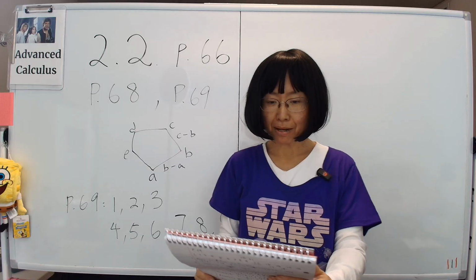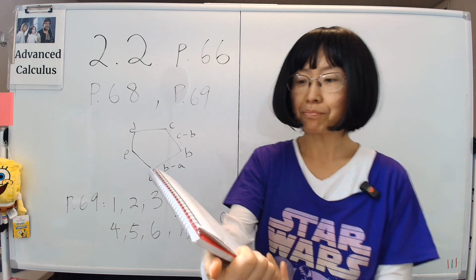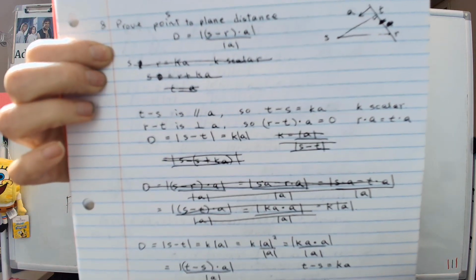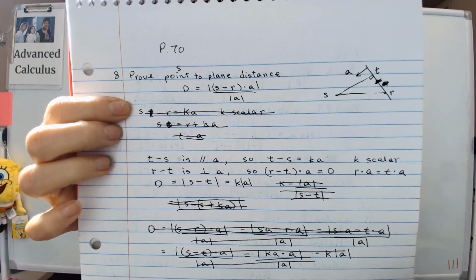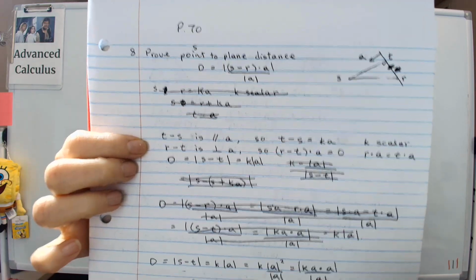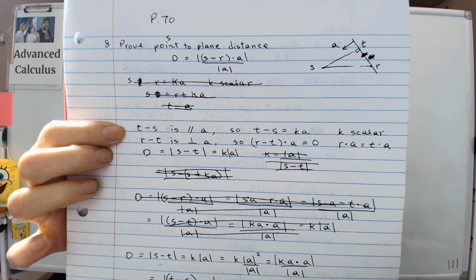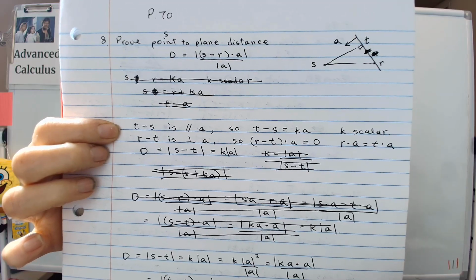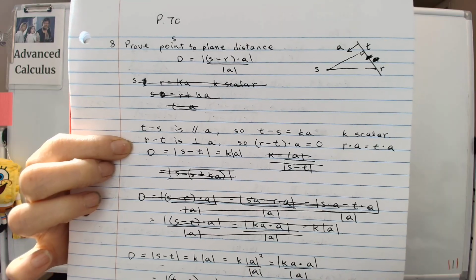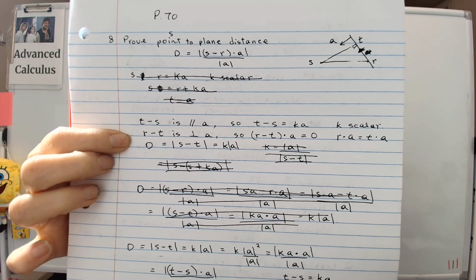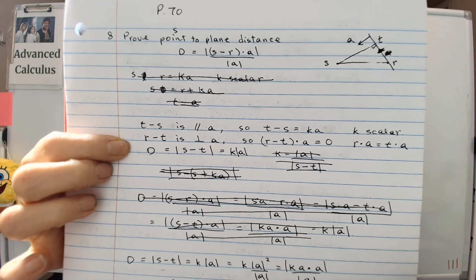So next, let's look at problem 8, where we are proving the distance from point to plane, which we have done in the past, but we're going to do it again. To do that, the book gave us extensive hints, so we will follow those hints. First, T minus S is parallel to A, therefore T minus S equals some scalar K times A. Next, R minus T is perpendicular to A, so (R minus T) dot A equals 0, which also means R dot A equals T dot A.